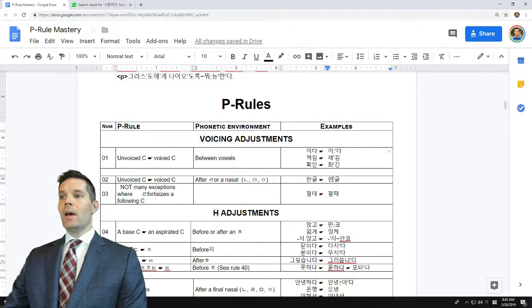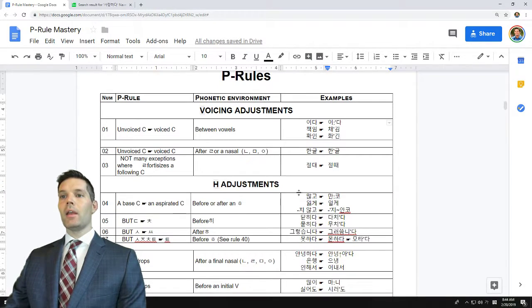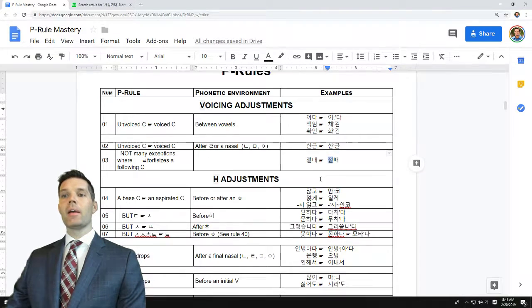Then we have voiced versus unvoiced. So we have 한글 here, and then sometimes you have these fortis sounds, which is touched on here, but we get into more of those in the F changes. So 절대, so never. This becomes like a double D there. So 절대, even though it looks like this in the spelling, it's actually pronounced 절대.